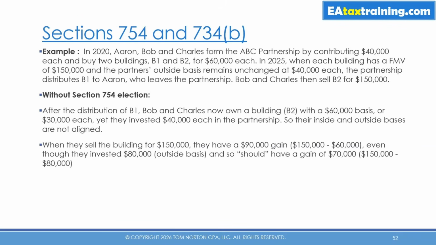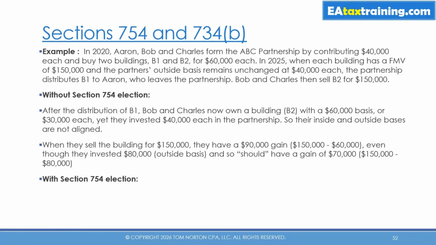When they sell that building then for $150,000, they have a $90,000 gain. Sales price of $150,000 minus the $60,000 basis, that's a $90,000 gain. They have a $90,000 gain even though they invested $80,000 in the partnership. So really, economically, their gain should only be $70,000. They invested $80,000. They sold the building for $150,000. So their actual gain is only $70,000. But without a 754 election, they have to pay tax on a $90,000 gain.